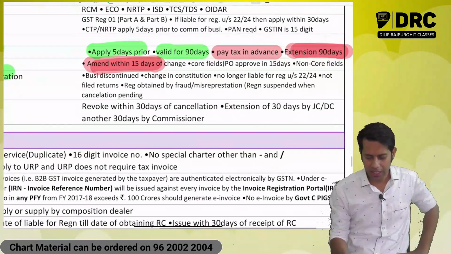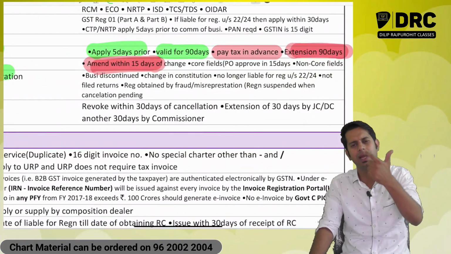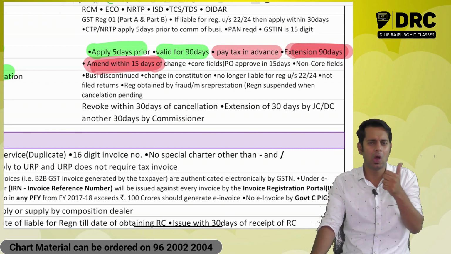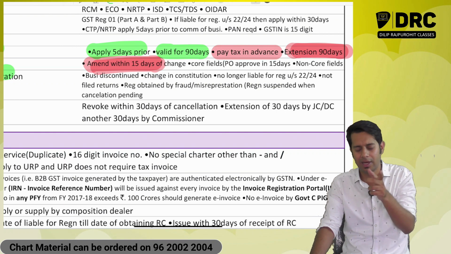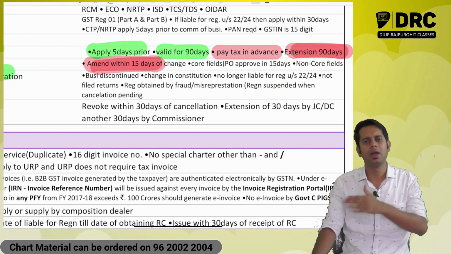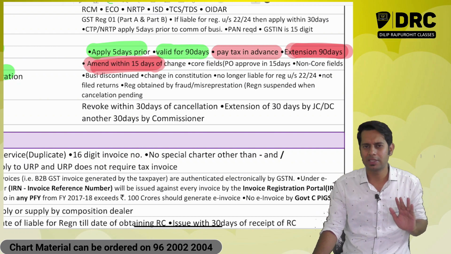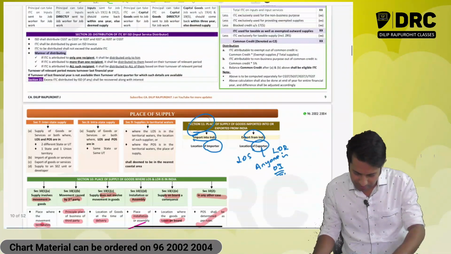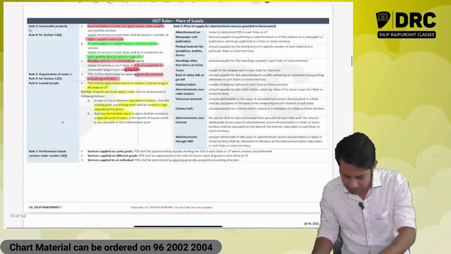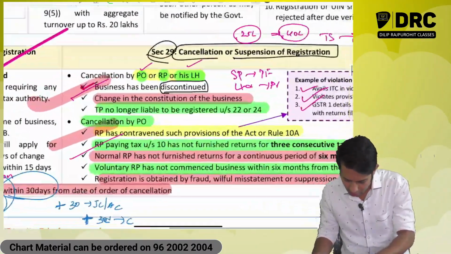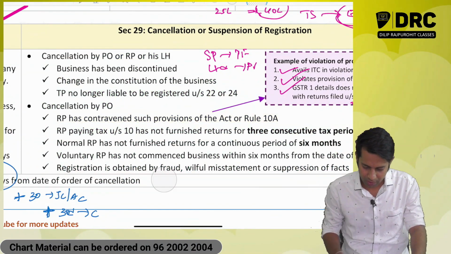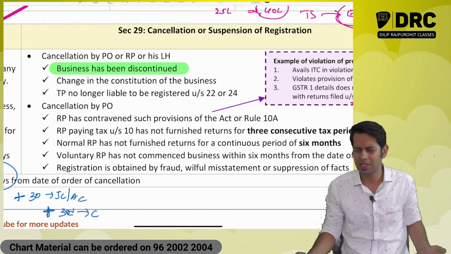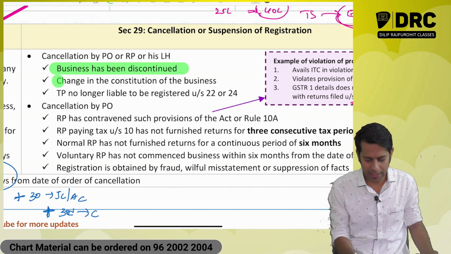Registration can be cancelled by the proper officer, by the registered person himself, or by the legal heirs of the registered person. The registered person or his legal heirs can cancel the registration in 3 cases. What are those 3 cases, sir? Those 3 cases are: if my business is discontinued. I was carrying on my business, now I am closing my business, so I can cancel my registration.